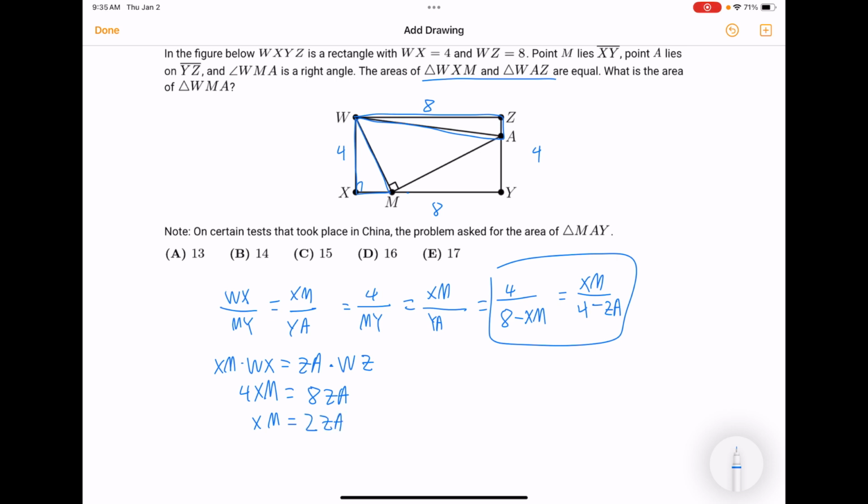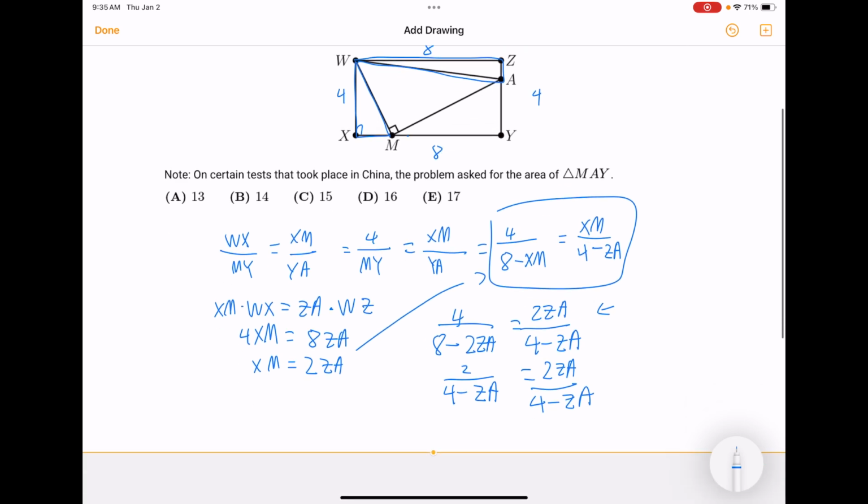And then I'm going to plug this into this equation right here. We get 4 over 8 minus 2ZA is equal to 2ZA over 4 minus ZA. And now here comes, it's not tricky, but it's just like a hack, I guess. Instead of solving this out, because there's no way to solve this equation since it's one equation with two variables, I am going to reduce the left side. I'm going to divide everything by 2 to get 2 over 4 minus ZA. This is equal to 2ZA over 4 minus ZA.